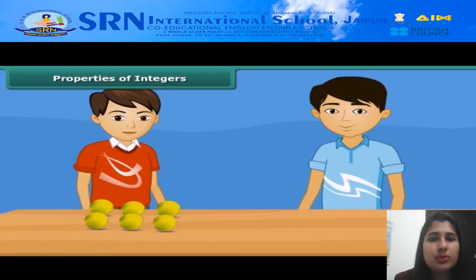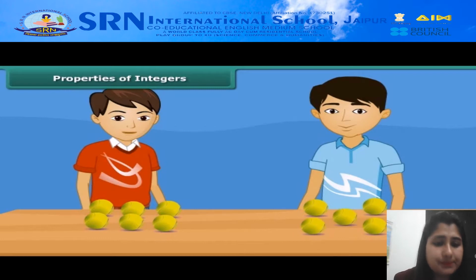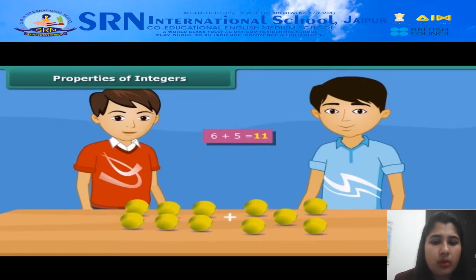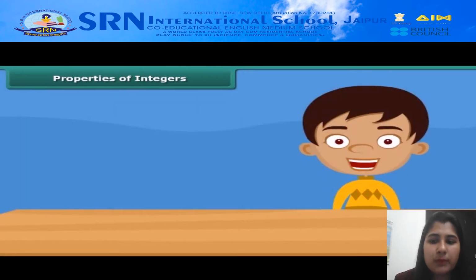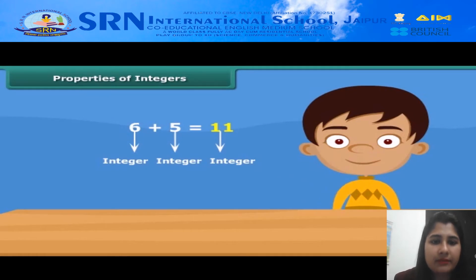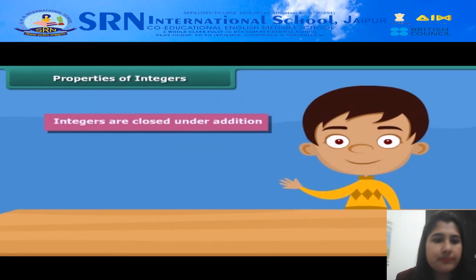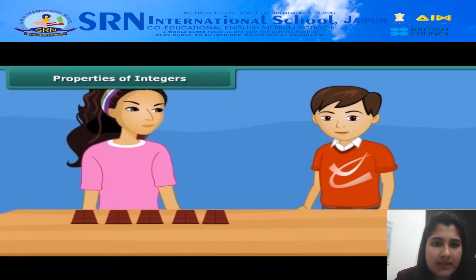integers. As you can see, these boys are talking about how we have 6 balls and 5 balls. So, if I ask you about the addition, what will be its addition? After adding 6 and 5, the resultant will be 11. So, after adding an integer with an integer, the resultant will be an integer only. Integers are closed under addition. It means the resultant will be an integer only.